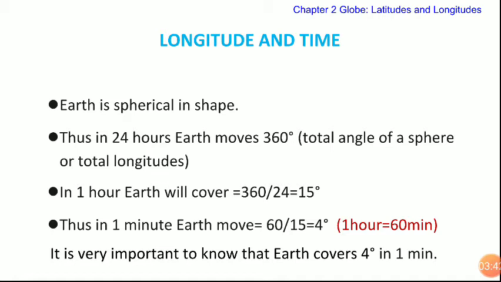Right? Now, children, here we are concerned to know the rotation of the earth in 1 minute. So you know that in 1 hour it is 15 degrees. So in 1 minute, how much will it rotate? So divide 60 by 15. So what do you get? 4 degrees. So this is very important concept that you have to remember, that earth covers 4 degrees in 1 minute. I'm repeating. The earth covers 4 degrees in 1 minute.